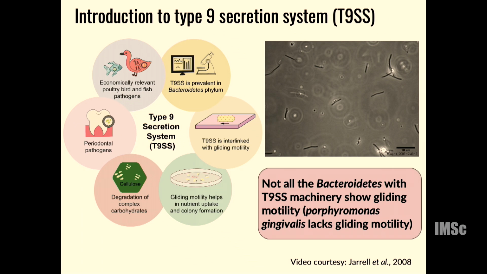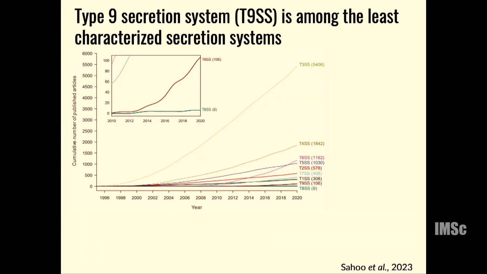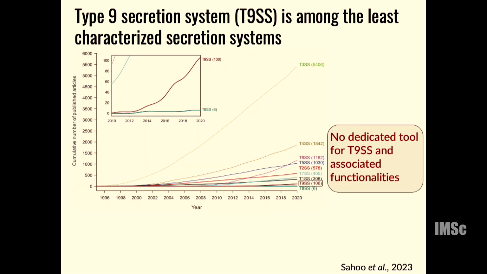So what is the question that we are interested in? Initially, we made a plot of the published literature versus different secretion systems. What we see is that the type 9 secretion system is one of the least characterized secretion systems, and it is very recently discovered, so there is not much literature. Prior to our work, there was no dedicated resource which could predict the type 9 secretion system and all its associated functionalities.